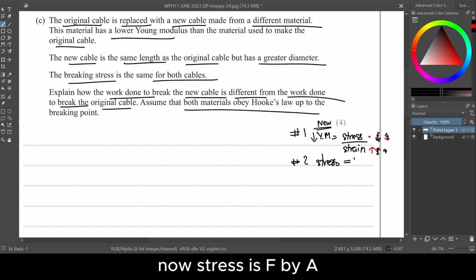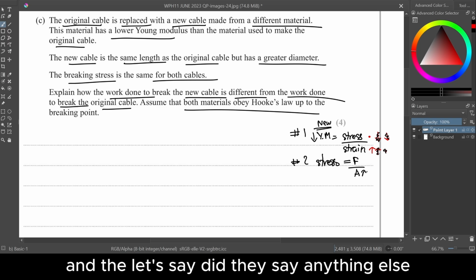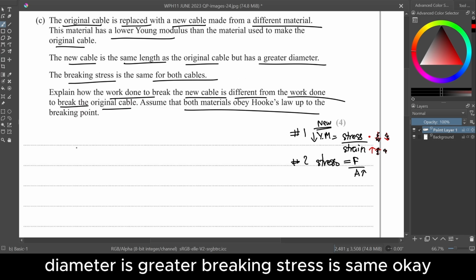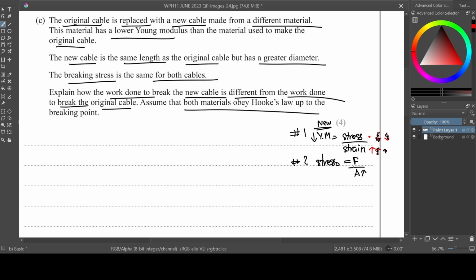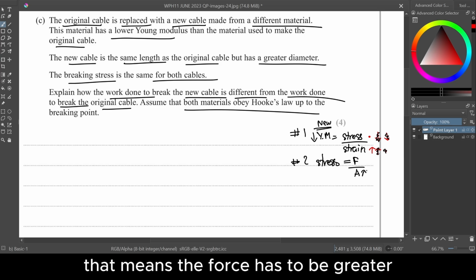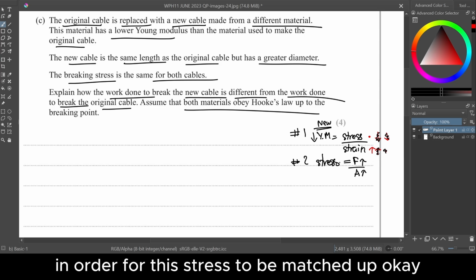Now stress is F by A. They said that the diameter is greater, right? Did they say anything else? Diameter is greater, breaking stress is same. Okay. So if diameter is greater and they want to keep the stress same for both cables, that means the force has to be greater in order for this stress to be matched up.